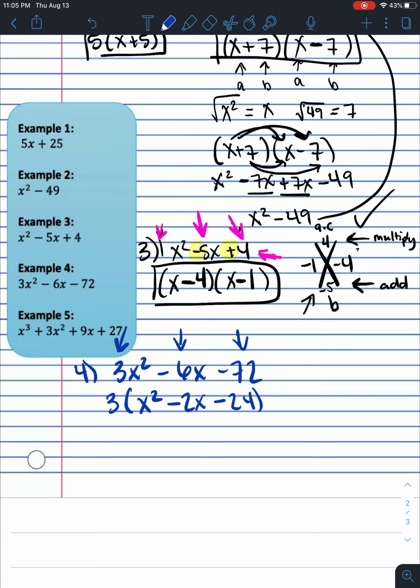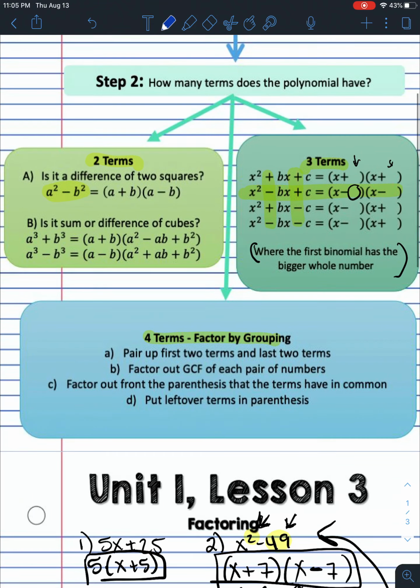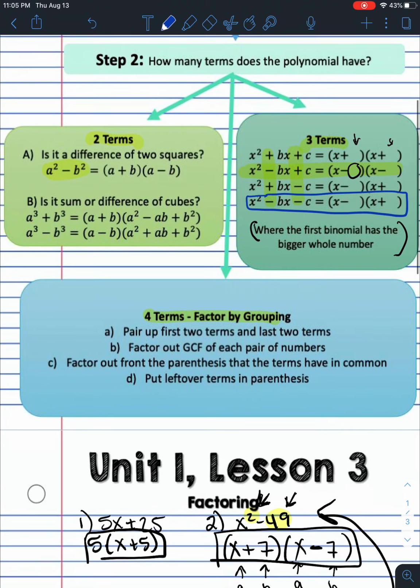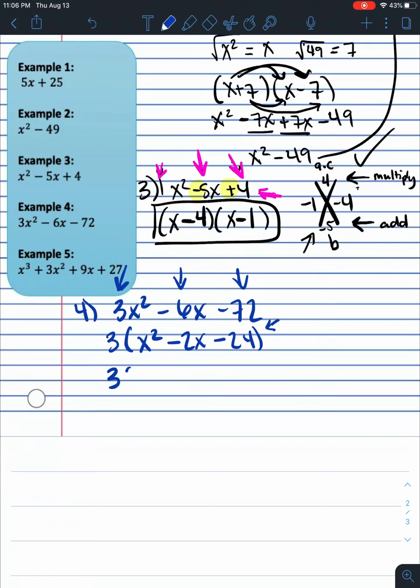Now I need to see, can I factor this trinomial any further? So it's 3 pieces, it's 3 terms. I had 2 negative signs, so I think this is the option I'm going to go with. So that means I need to have x minus times x plus. So I still have this 3. I'll have x minus, x plus, and I need to figure out what goes here.